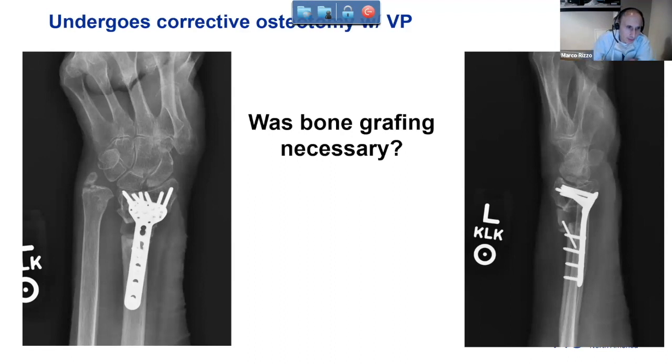I wasn't sure if the DRUJ was assessed, but that gap between the radius and ulna is potentially concerning. Emil, you had commented about the ulnar styloid. What's your criteria in a case like this to treat the ulna side? How do you determine when to treat, when not to treat?